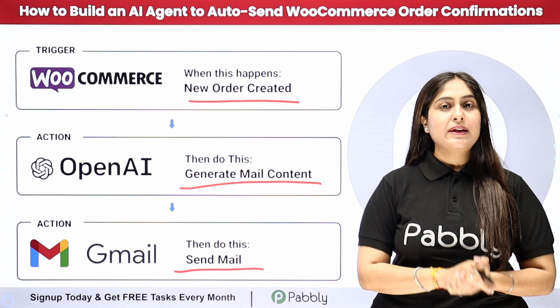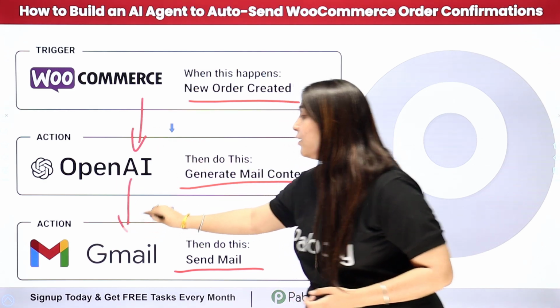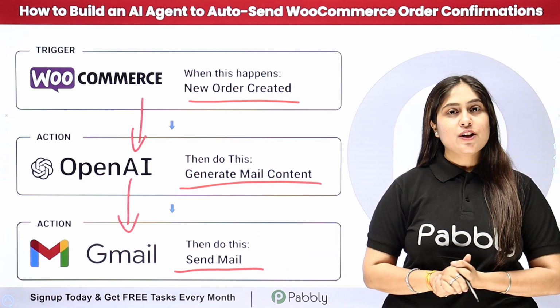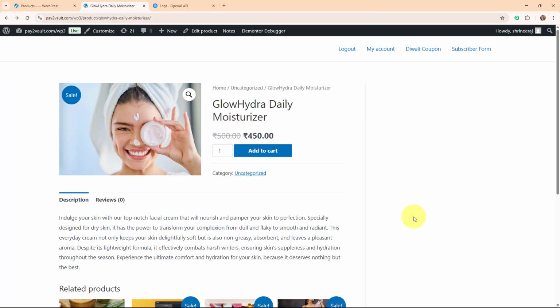So now here to automate the entire process, I need to connect my WooCommerce with OpenAI and Gmail using an automation software named Pabbly Connect. So to see the working of this automation and to learn this process step by step, let me take you to my screen. Welcome to my screen.